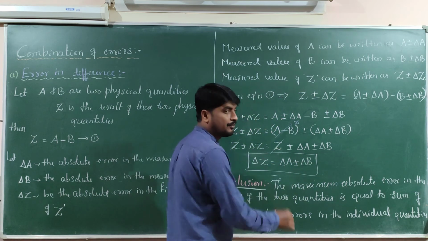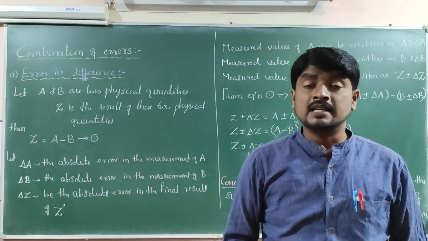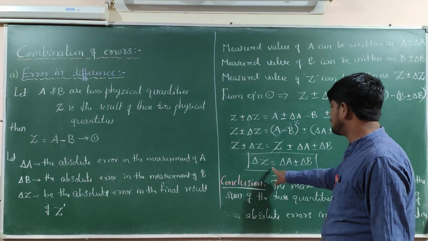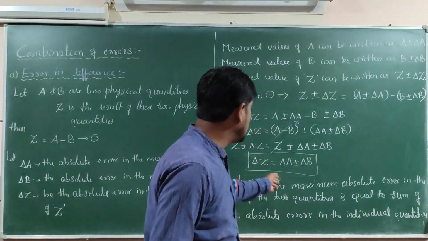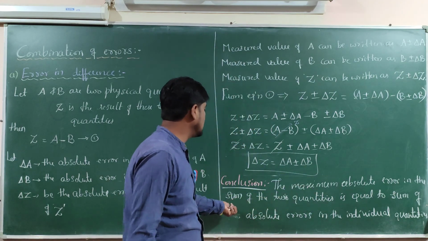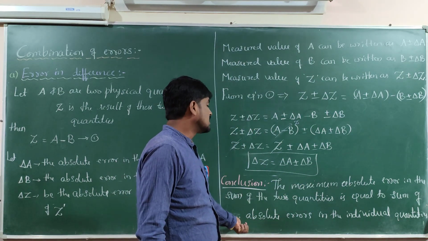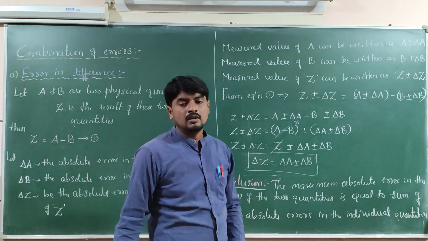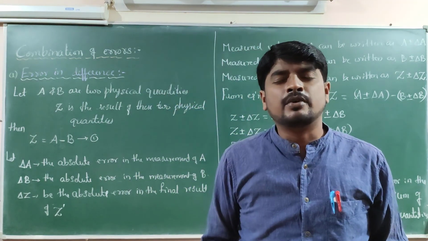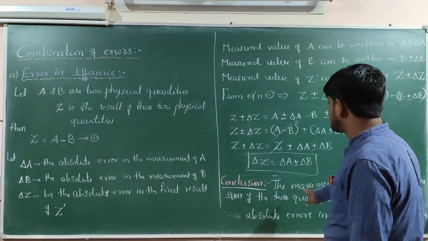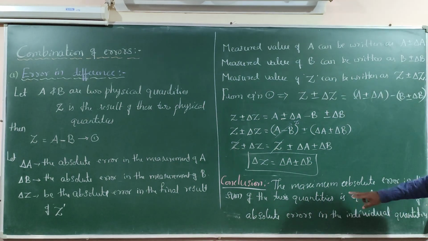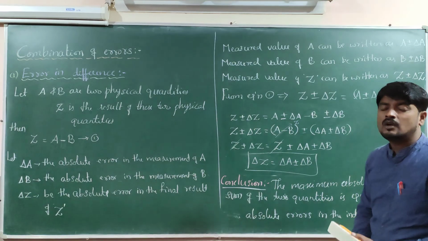Look at the result once again. We arrived at the same result, that is, delta Z is equal to delta A plus or minus delta B. Same conclusion again: the maximum absolute error in the sum of the two quantities is equal to the sum of the absolute errors in the individual quantities. Either the errors may increase the value or decrease the value, it doesn't matter. The final conclusion again becomes: the maximum absolute error is equal to the sum of the absolute errors taken in the individual quantities.